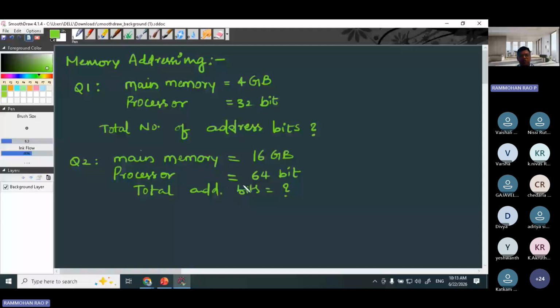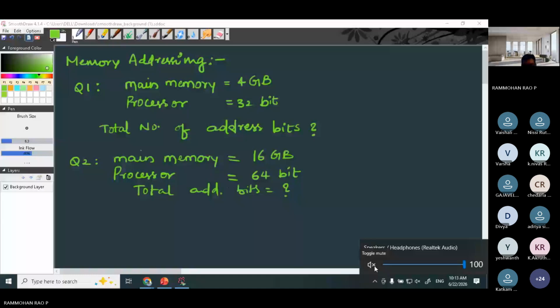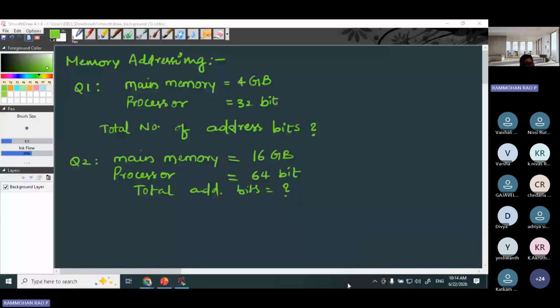Question is displayed on the screen. Note down the question. The question is simple. Main memory is 4 GB, processor is 32-bit in question number 1. 16 GB and 64-bit in question number 2.